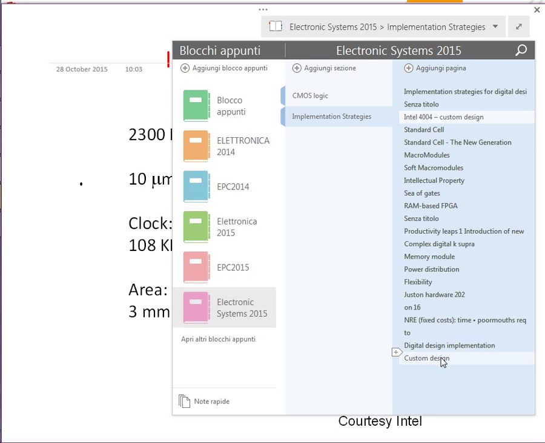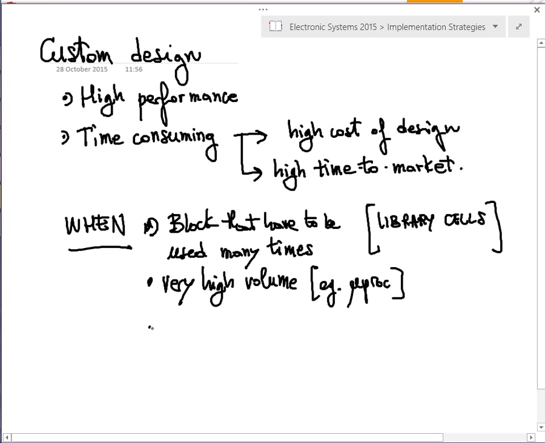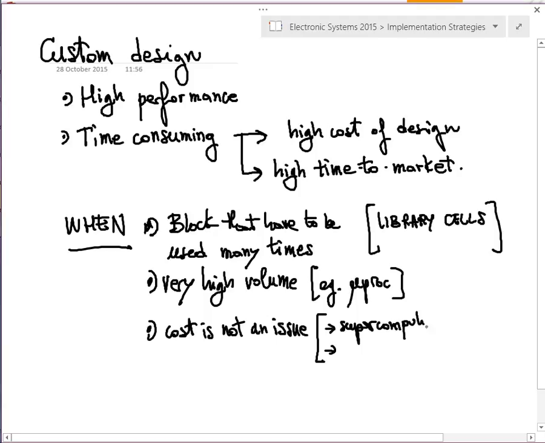Of course, at some point, when you go up in size, you need to, let's say, use different options. Then there was another option that is still used sometimes for the cases in which you use custom design, and it is when cost is not an issue. And typically, it is the case for supercomputing applications.